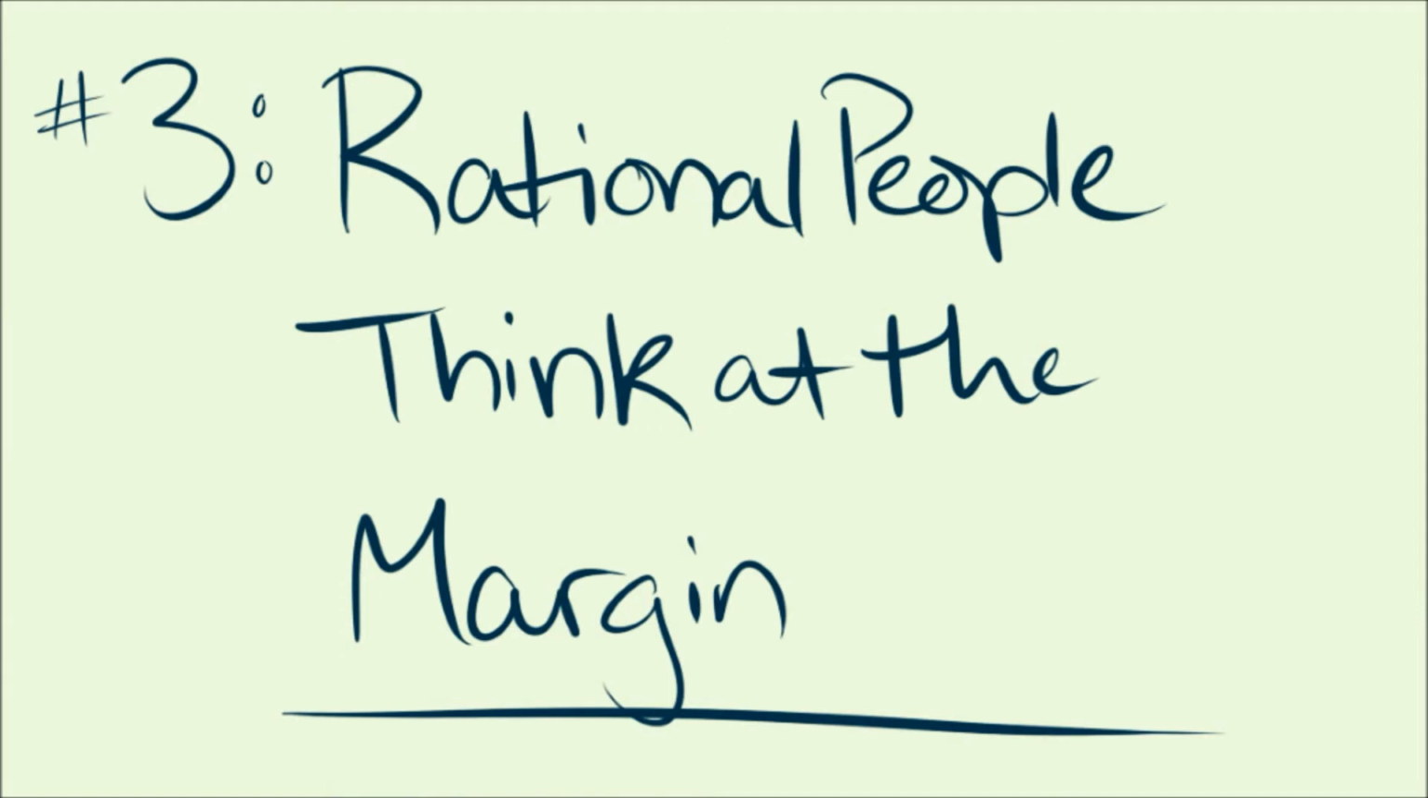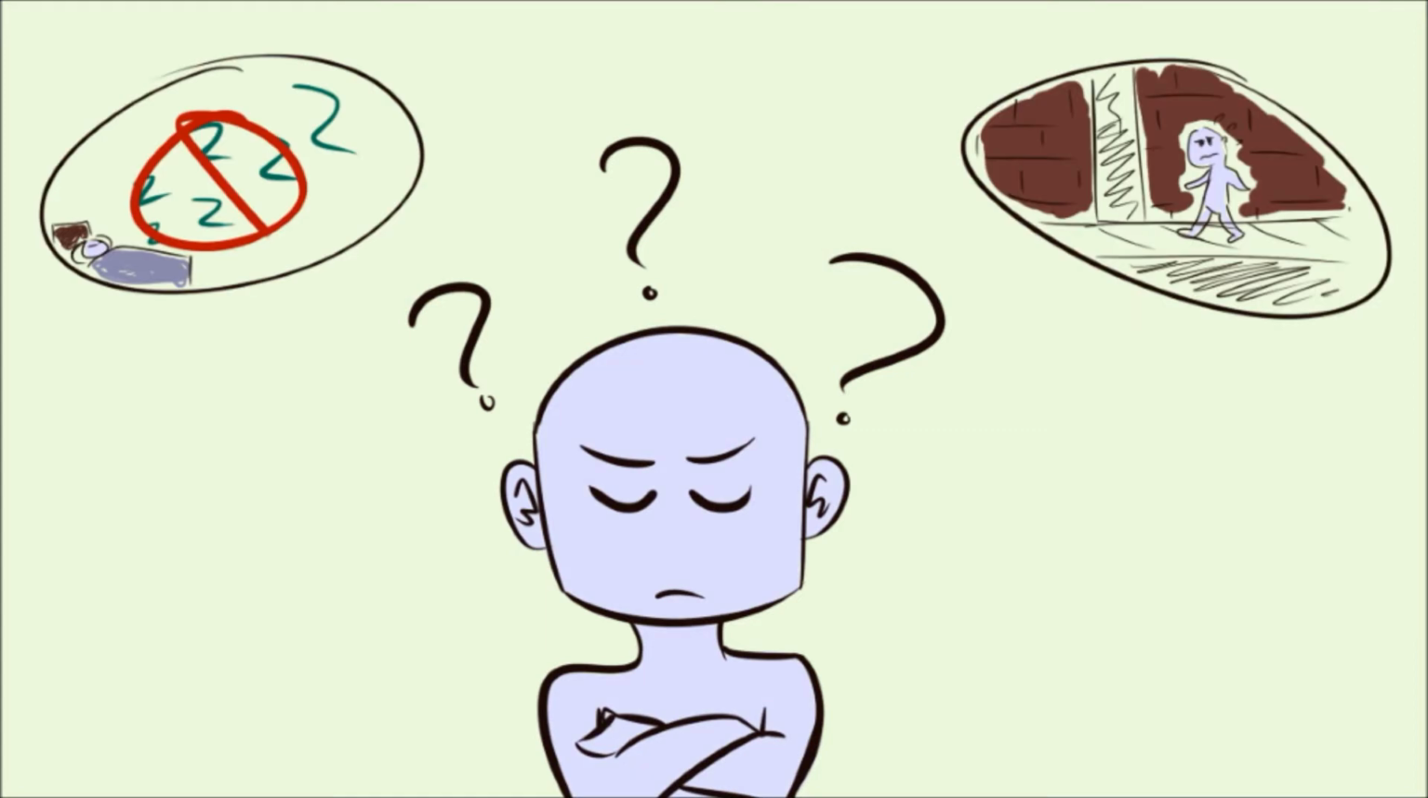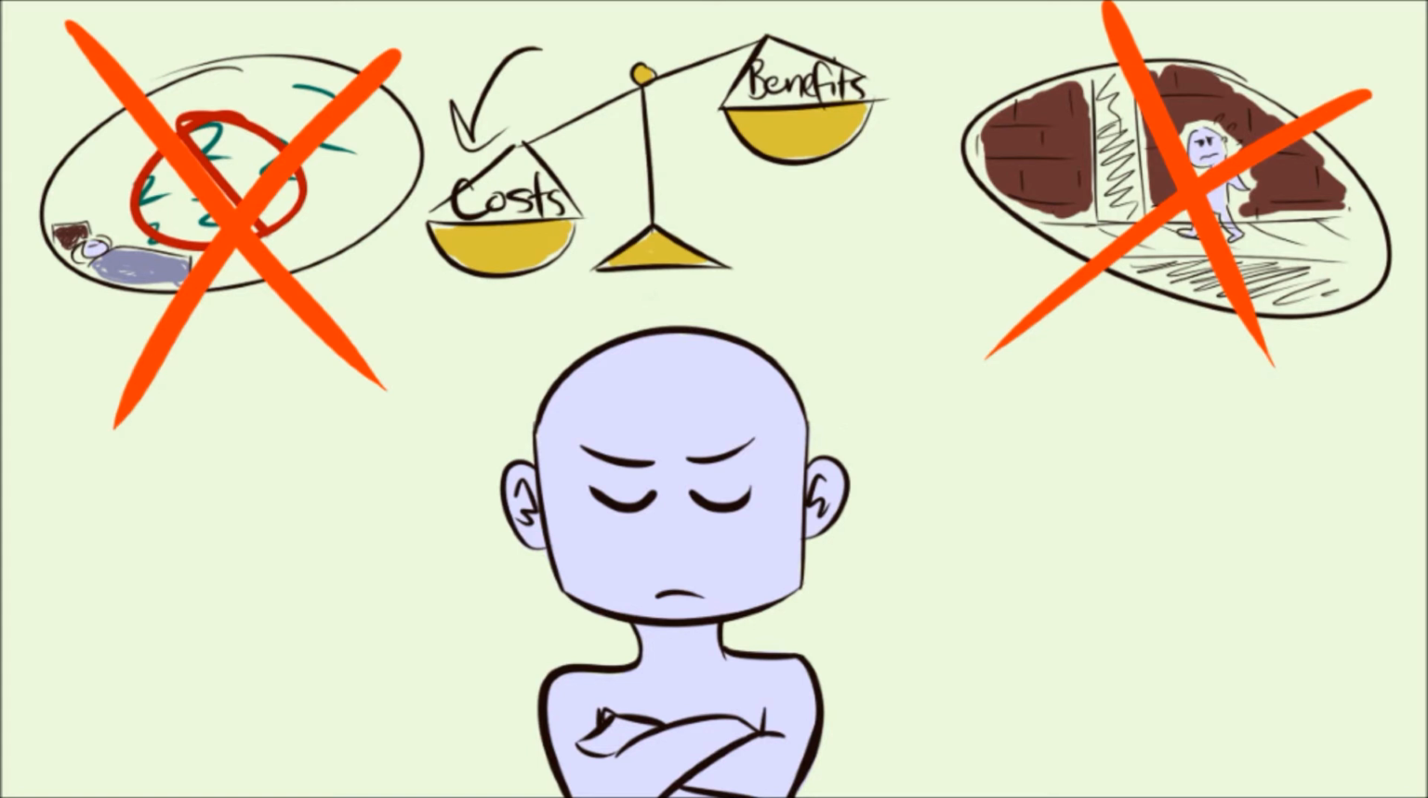3. Rational people think at the margin. A rational decision maker takes action if and only if the marginal benefit of the action exceeds the marginal cost. Someone who thinks at the margin wouldn't go off doing something like pulling an all-nighter or walking through a bad part of town unprotected. They understand that the costs of these actions outweigh the benefits, so they choose not to do things like this.